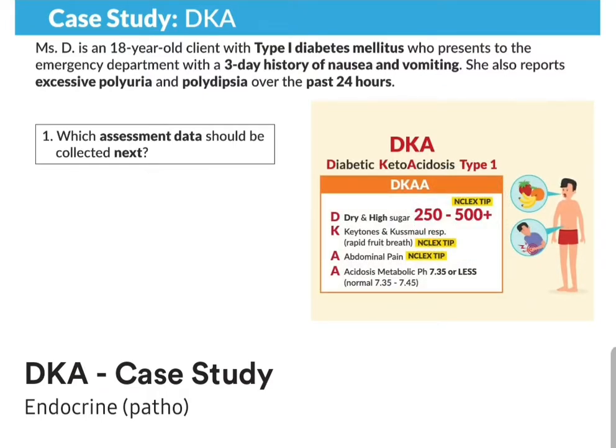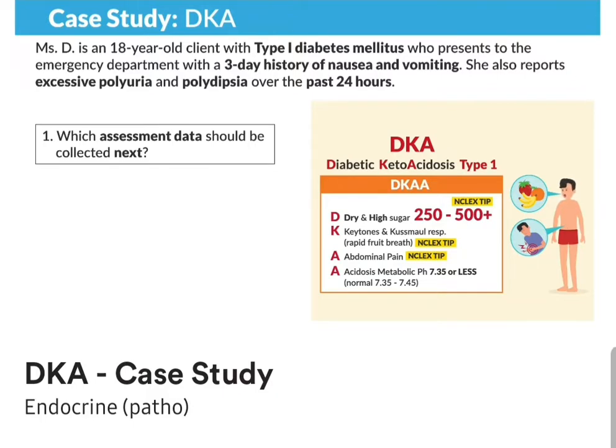As you recall from the full video, the memory trick for DKA signs and symptoms first starts with the D. D is for dry and high sugar, 250 to 500. K is for ketone bodies, or ketones, as well as Kussmaul respirations, that rapid, fruity breath. Basically, the body's blowing off acetone. Now A is for abdominal pain, and the last A is for acidosis, or metabolic acidosis, so a pH less than 7.35.